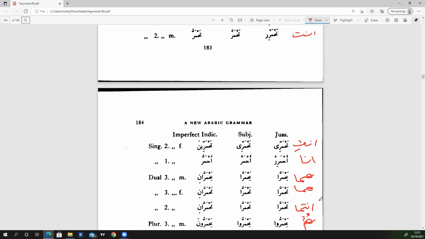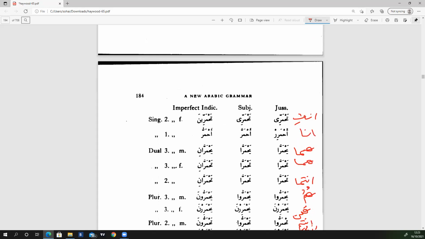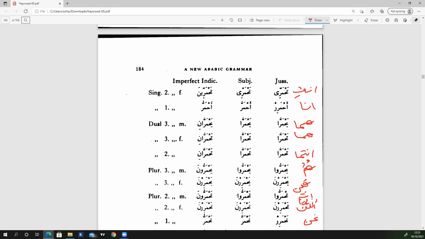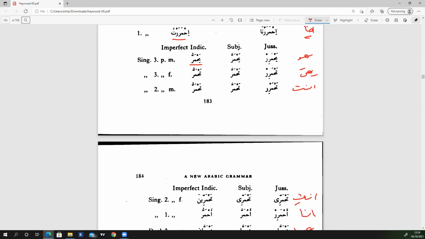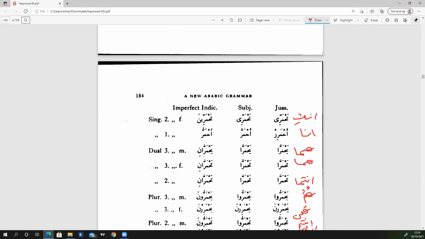You could do it yourself. Ana ahmarru, nahnu nahmarru, anta tahmarru, which is probably at the top somewhere. Yeah, anta tahmarru, antuma tahmarrani, antum tahmarruna. Antuma tahmarrani for feminine.